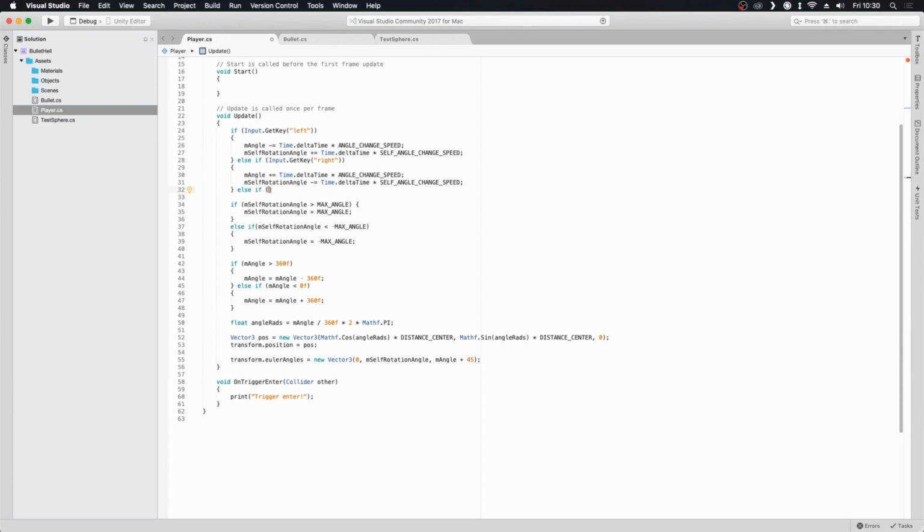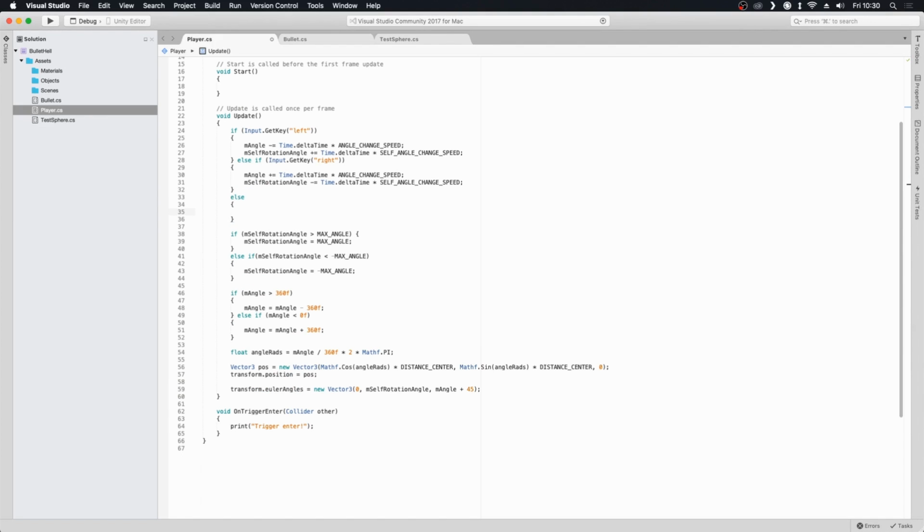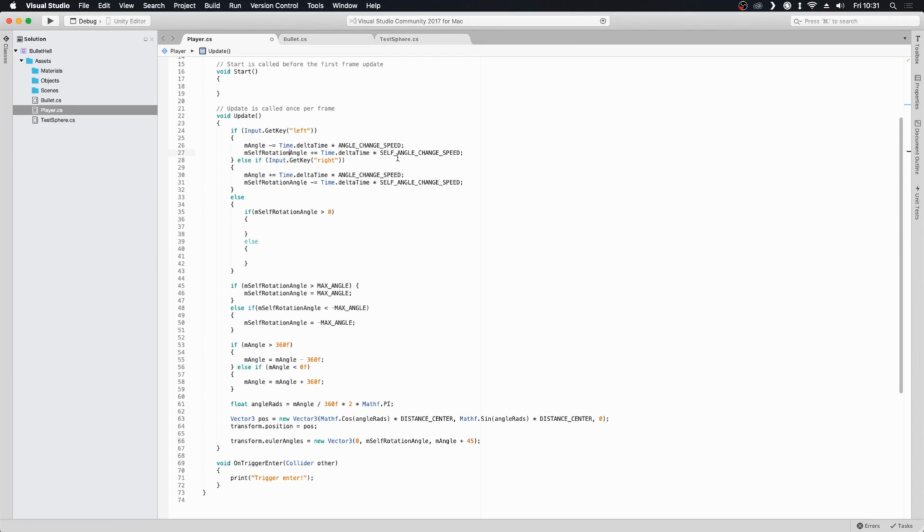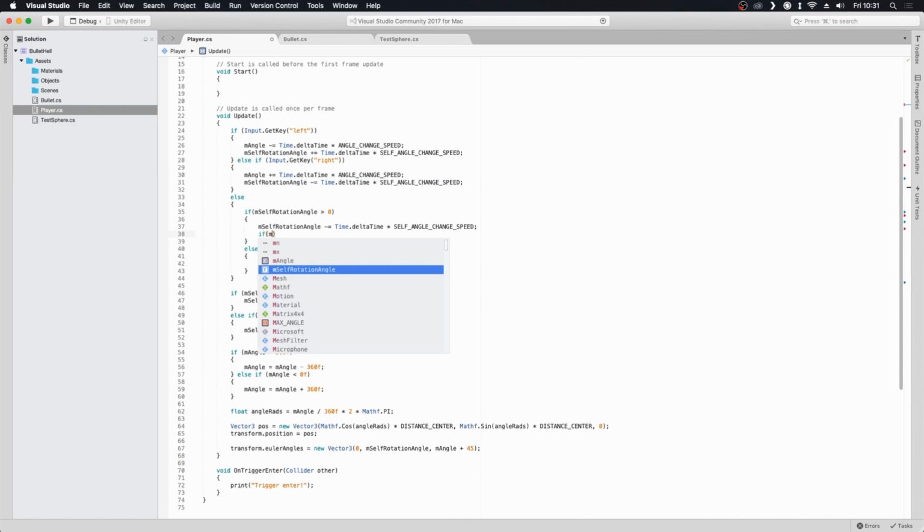So if I'm not touching anything, I want the angle to go back to 0. But I don't want it to be too fast. So if it's greater than 0, I want to do that.